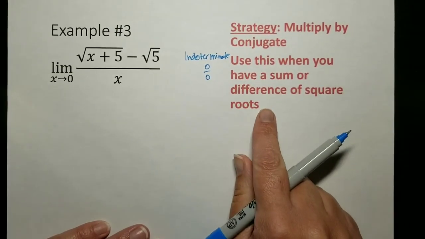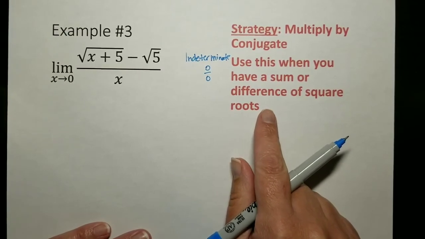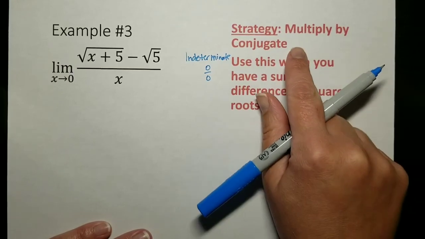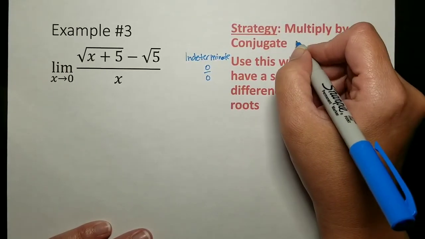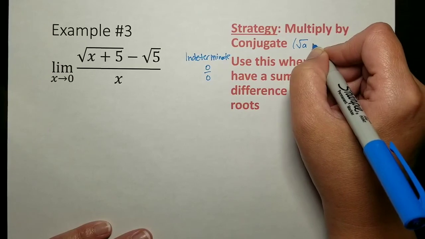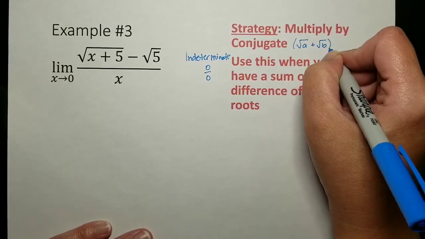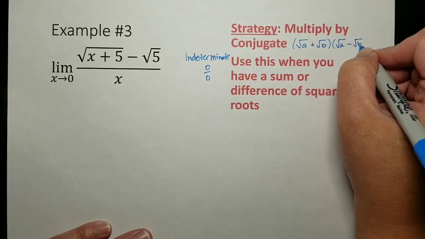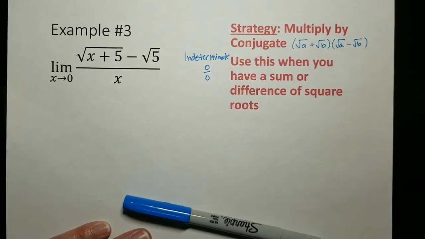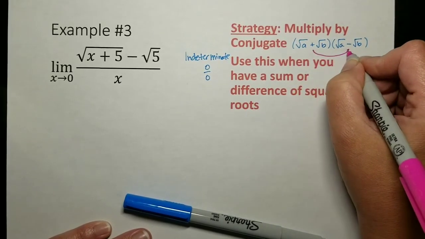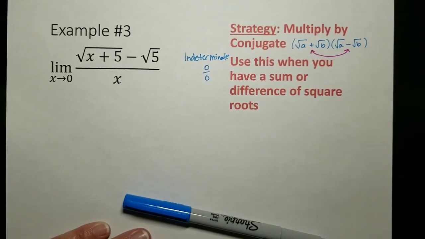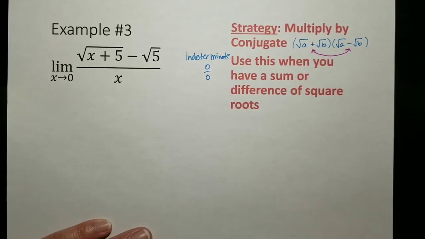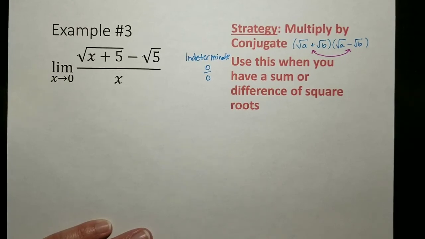So the strategy here is if you see radicals or square root signs, you can multiply by the conjugate. Remember, the conjugate means if you had, say, the square root of a plus the square root of b, the conjugate of that is the same square roots, but the opposite sign in the middle. So one's a plus and one's a minus. Otherwise the exact same two radical terms. And that will eliminate the square root signs by doing a difference of squares.